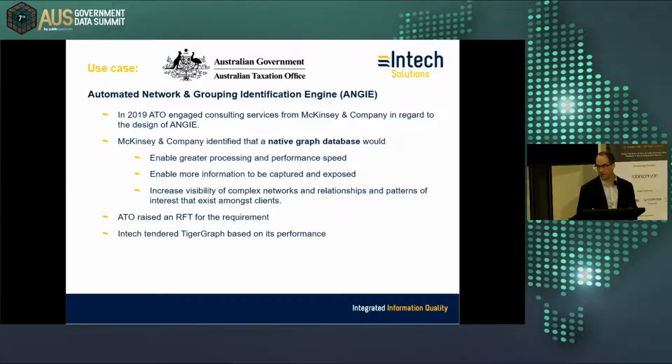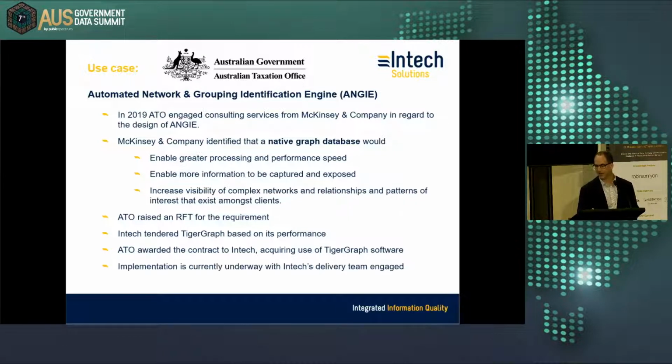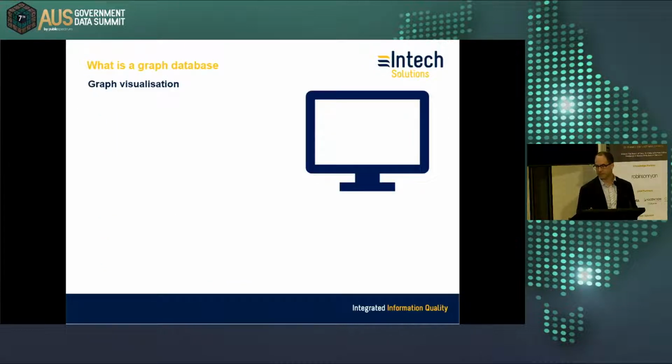ATO issued an RFT for the requirement. Intech Solutions tendered the TigerGraph software product, which is the product I'll be talking about. So at Intech Solutions, we chose TigerGraph to bid to the ATO because of TigerGraph's performance advantage and its native graph database. It just appeared an obvious fit. ATO awarded the contract to Intech and acquired the TigerGraph software. Implementation is currently underway, and Intech and myself and others are actively engaged with ATO on that project.